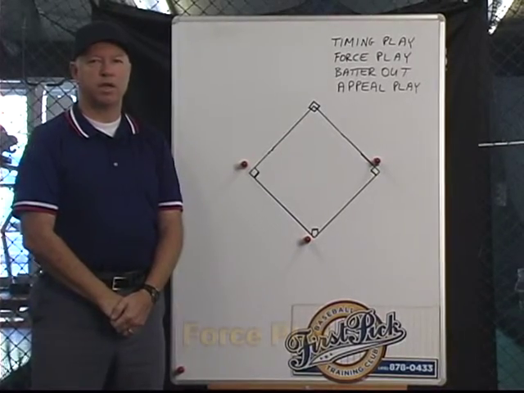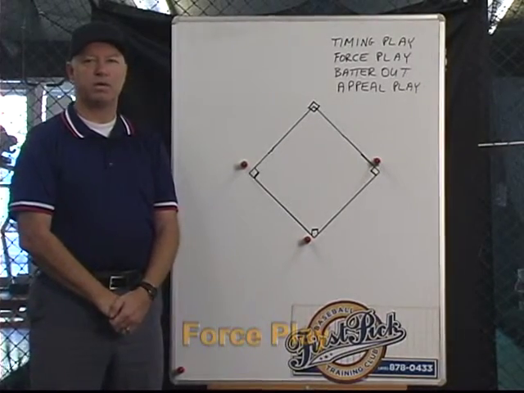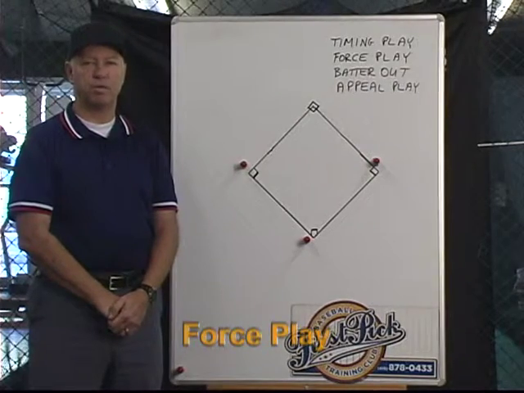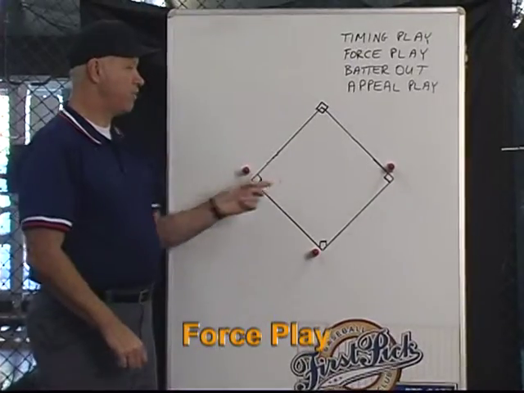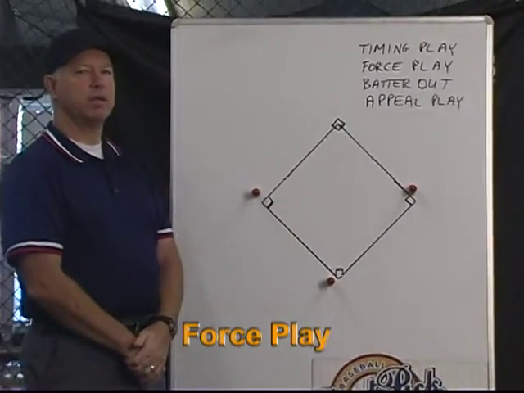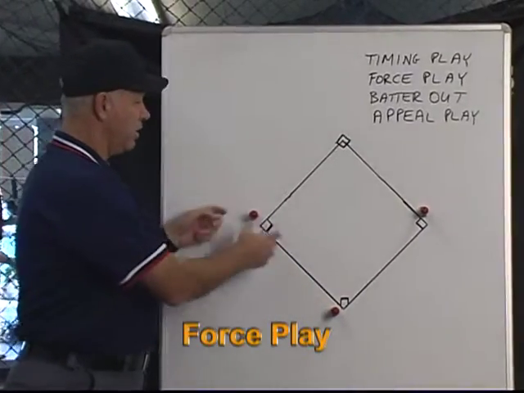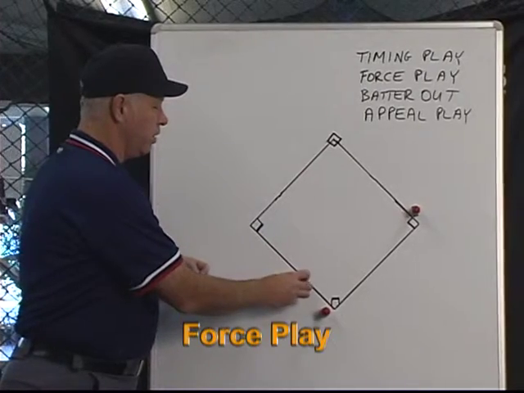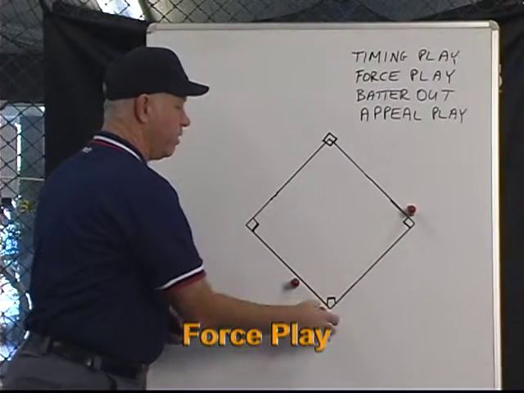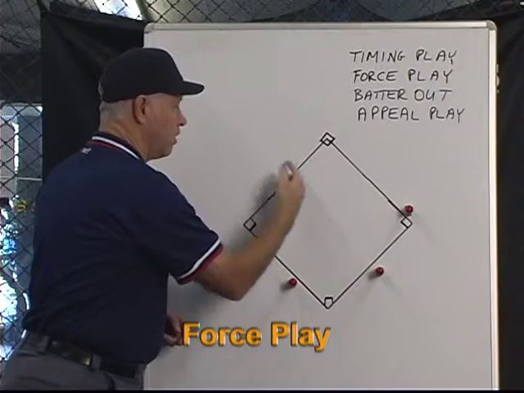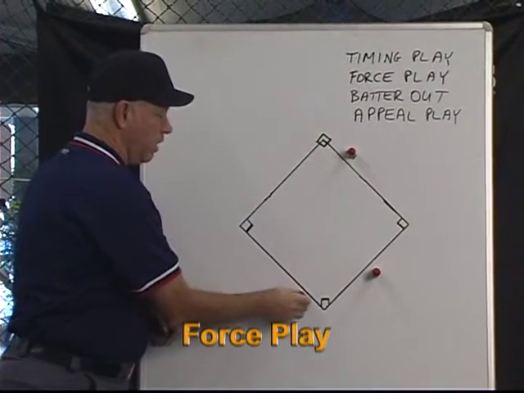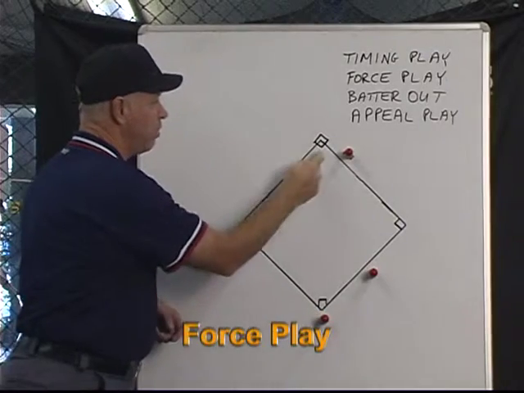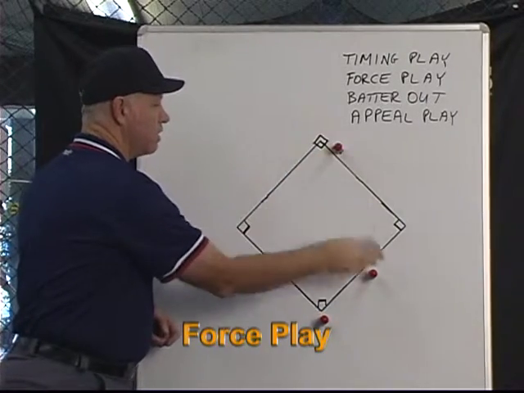Now we're going to give an example where the run doesn't score because the third out was the result of a force play. In this situation, we have two outs, runners on first and third, and the play is going to be that this runner gets a good jump and takes off as the batter hits the ball, ground ball to the shortstop, throws to second base. This runner touches home plate before this force out at second.